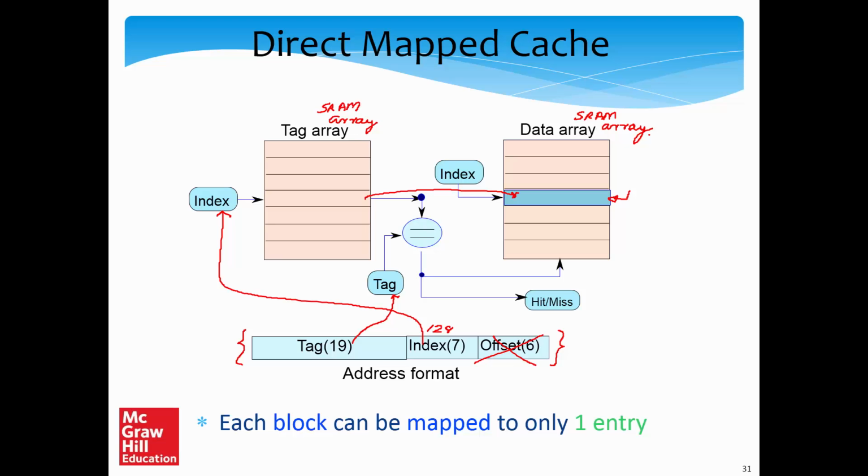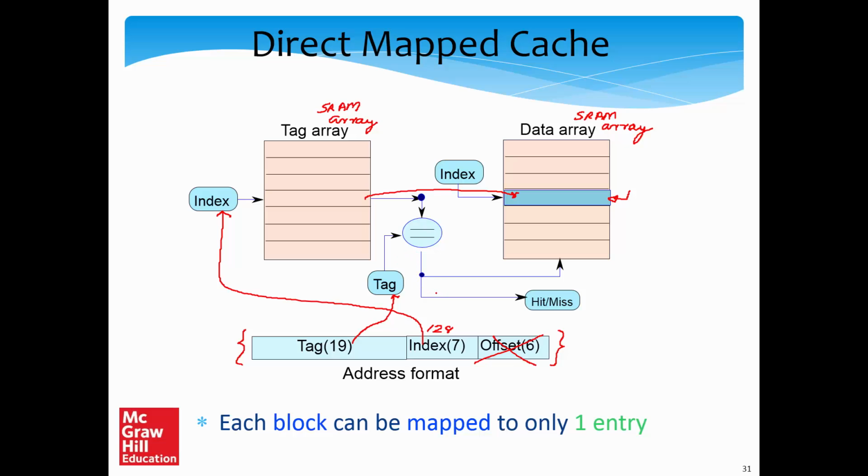Both of them in this case will have 128 entries, but a given block cannot reside anywhere. It has a fixed place. And the place is decided by the least significant 7 bits of the 26 bits that remain after removing the offset from the address. So this is a nice simple circuit. SRAMs are much faster than CAMs.